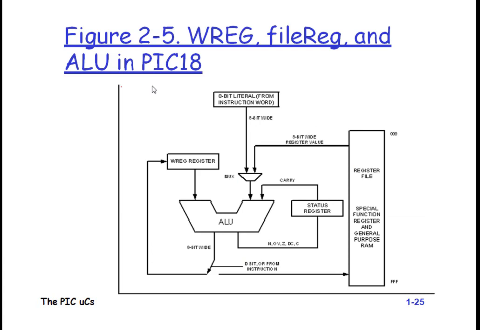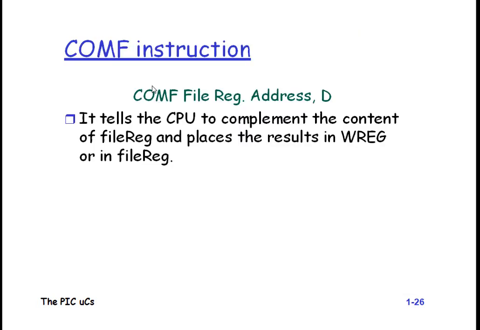There are some block instructions of WREG, file register, and ALU in the PIC 18. This is a model of the PIC 18 in which you see the WREG register and the 18-bit instruction words, which go to the ALU, and then there are some status registers, register files, special function registers, and general purpose RAM locations. So this is the structure of the PIC 18.